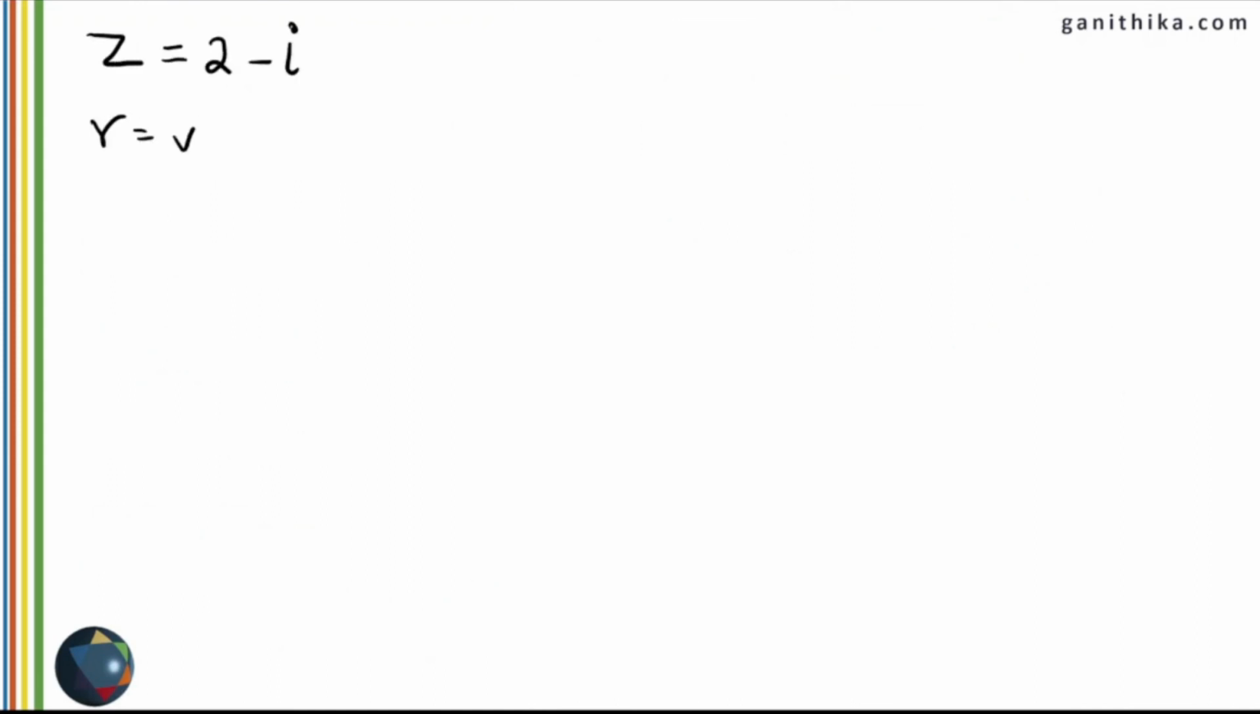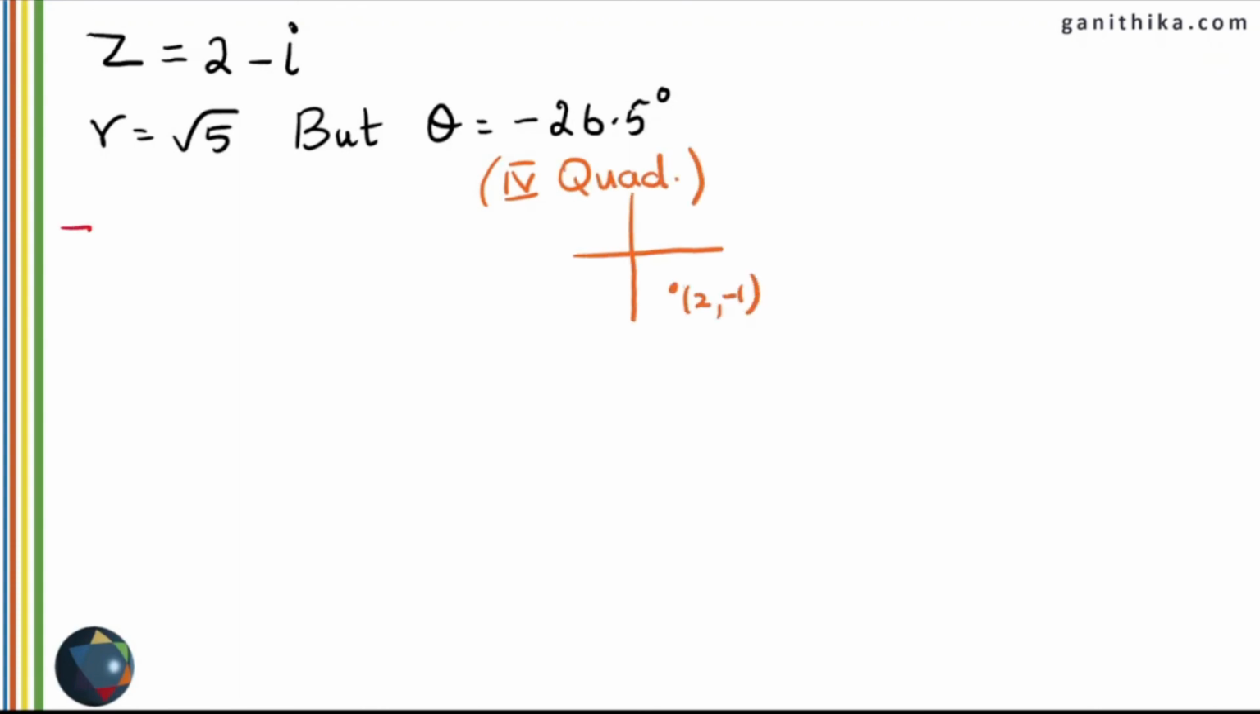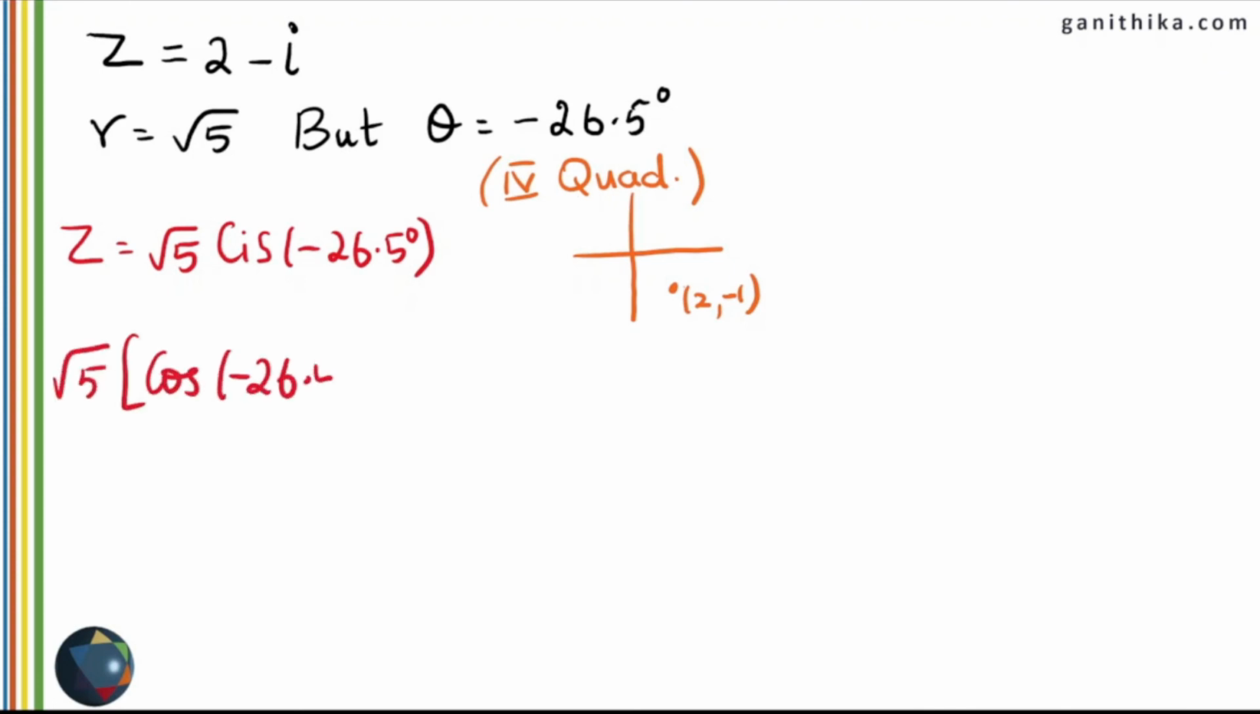Consider another example, 2 minus i. In this case, r is the same, square root of 5, but theta is minus 26.5. Why? Because this is in the fourth quadrant, therefore your angle is taken in the clockwise direction from the 0 degrees. Therefore, the polar form is square root of 5 cis minus 26.5 degrees, which is also written as square root of 5 times cos minus 26.5 degrees plus i sin minus 26.5 degrees.